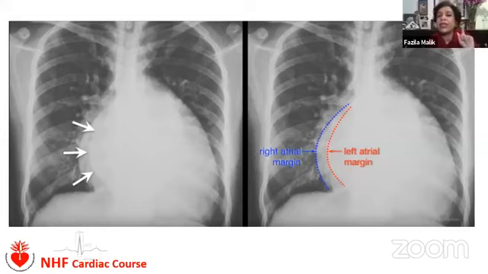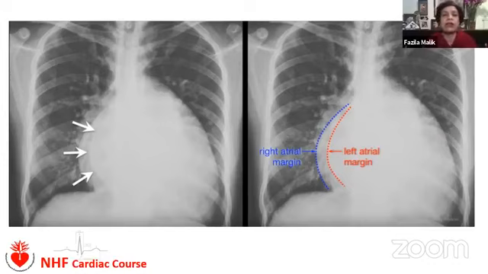Now, when will we think that yes, the left atrium is enlarged? When we have other clues as well. And one very important clue is that there is a straightening of the left border of the heart. So on the right side, we're getting the double density sign, but on the left side, we're getting a straightening of the left border of the heart.